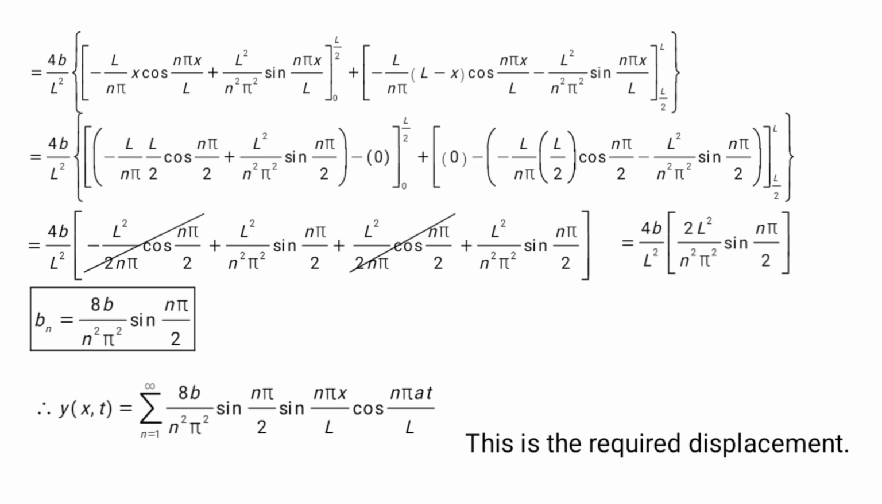And substitute in the y of x comma t formula, the general solution. The general solution is y of x comma t is equal to summation 1 to infinity 8b by n square pi square into sin n pi by 2, into sin n pi x by L into cos n pi a t by L. Thank you.